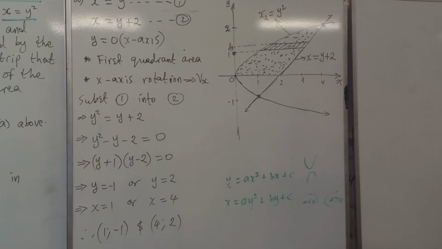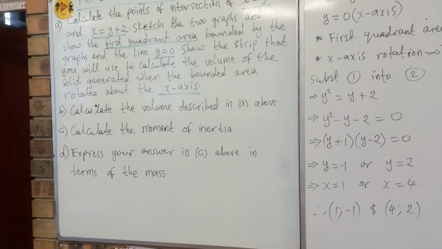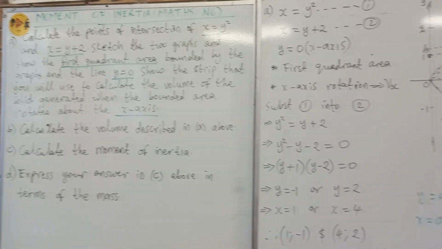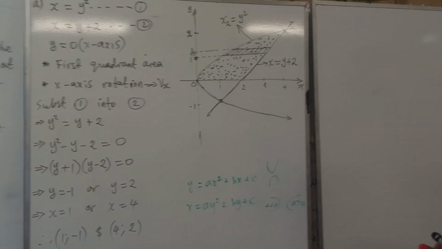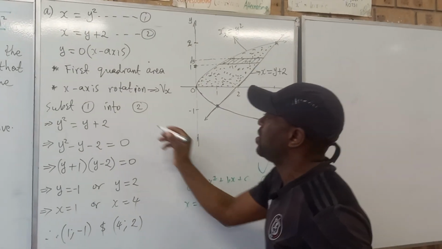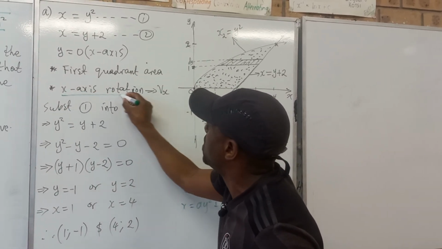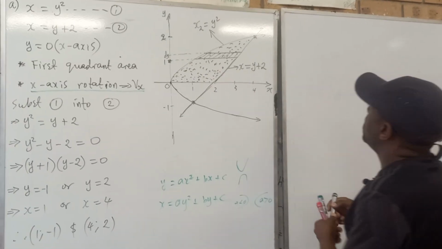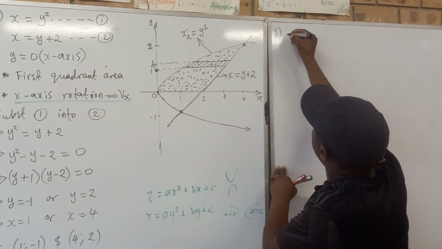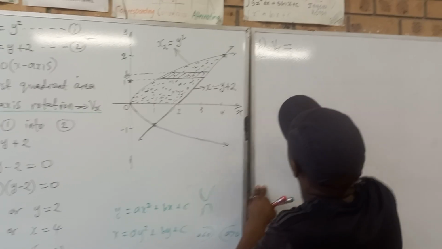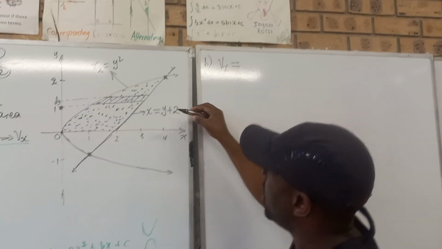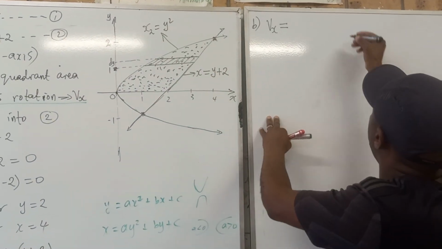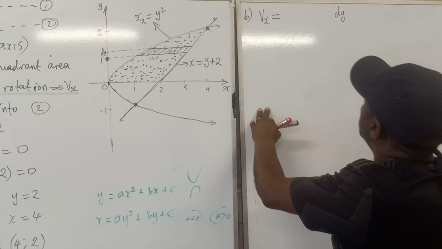We can now go to the B part, which we are told to calculate the volume described in A above. So if I'm calculating my volume, the first point where I start is my rotation. My rotation tells me how my formula for volume will start. So x-axis rotation reminds me that my volume should be called Vx. Now, how does the volume end? I look at the strip in my diagram. See, a strip is touching the y-axis, telling you that my formula for volume ends with dy.